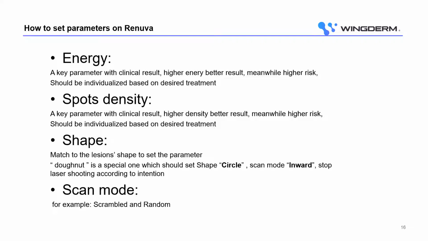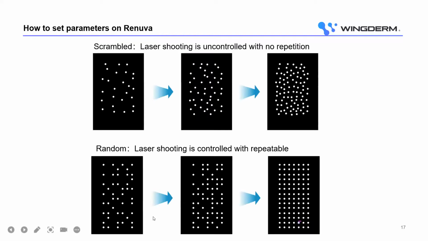The laser shoots according to your intention. Another part is the scan mode, for example scramble and random. Scramble is the laser shooting uncontrolled, with no repetition for the same area even if you shoot many times. Random is the laser shooting under control, and it repeats for the same areas when you shoot again.